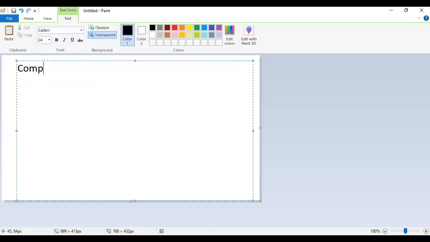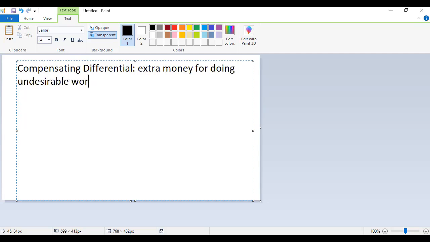Well, a compensating differential is basically extra money for doing undesirable work. It's exactly what it looks like. It's extra money for doing not really great work. Let's say you're a janitor. You would ask for a compensating differential because you're going to be doing a lot of very nasty things, so you don't want to get paid the regular amount.